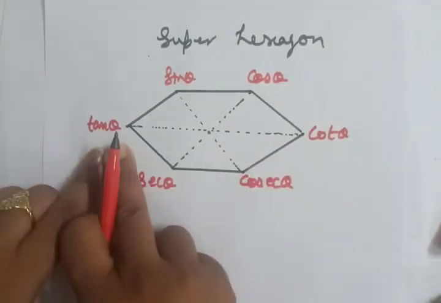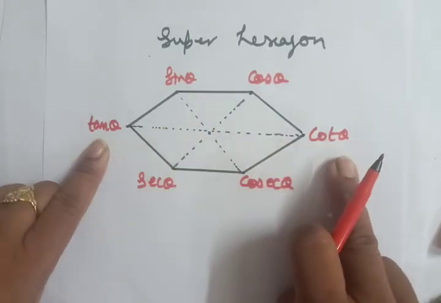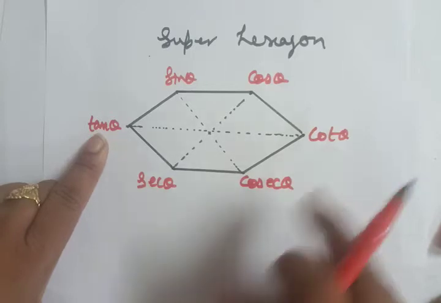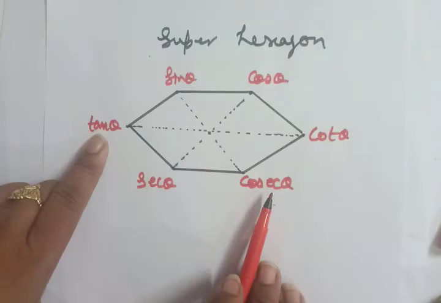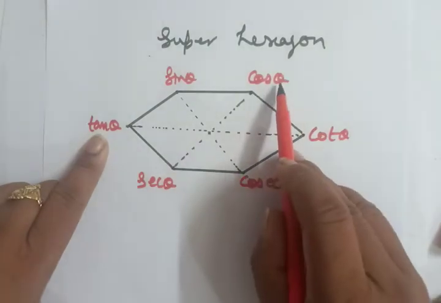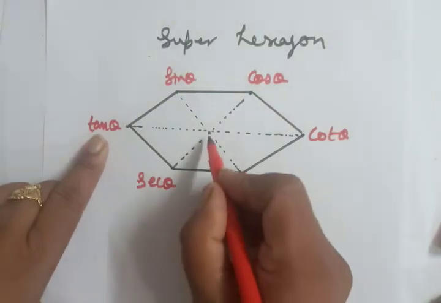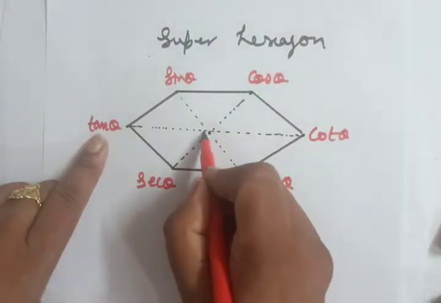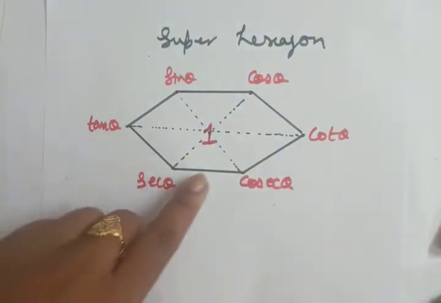Here we have written tan theta, and in front of tan theta is cot theta, 1 upon tan, because we know that 1 upon tan theta is equal to cot theta. Then sin theta, 1 upon sin theta is equal to cosec theta in front of sin theta, and cos theta in front of sec theta, 1 upon cos theta. And at the intersecting point of the diagonals, we are going to write 1. Now we have written 1 here.